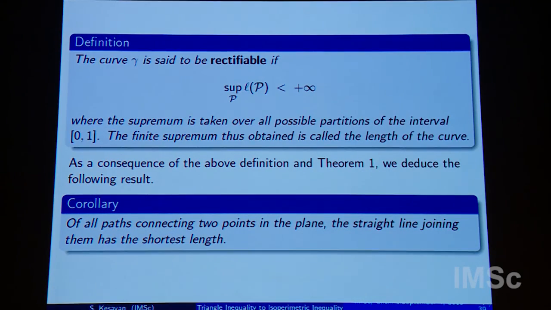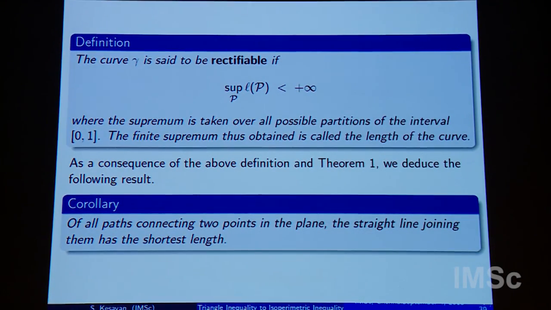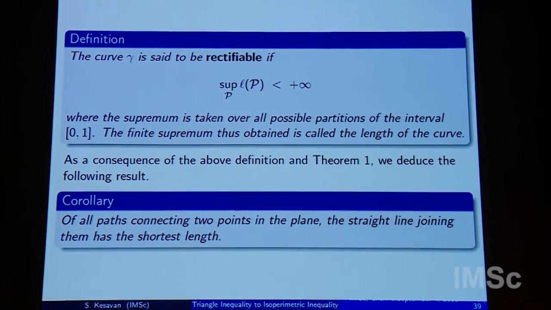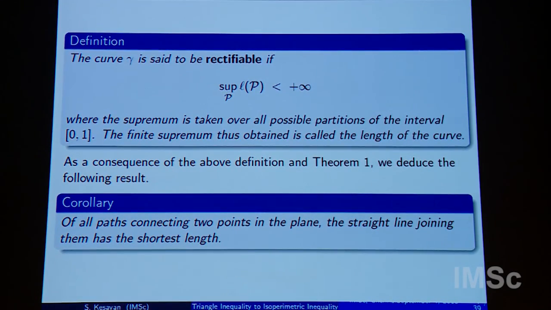If you take all possible partitions, then take the corresponding polygonal paths and their total lengths, and then take the supremum over all possible partitions, just as you define the Riemann integral, then that is called the length of the curve. From what we have said, the straight line length is less than the length of any polygonal path, and therefore it has to be less than the supremum also.